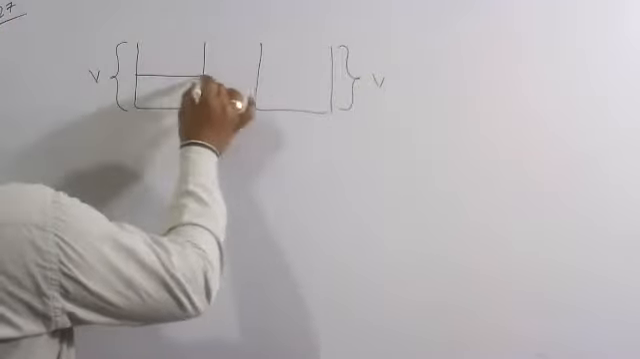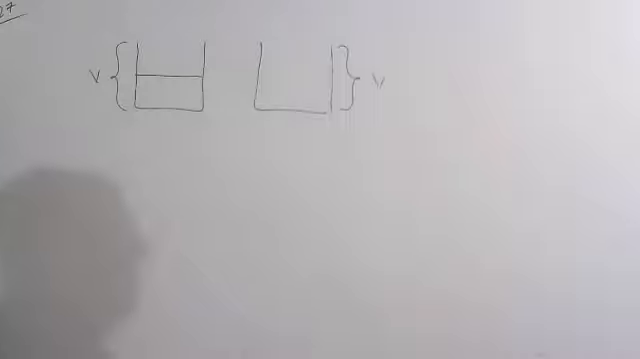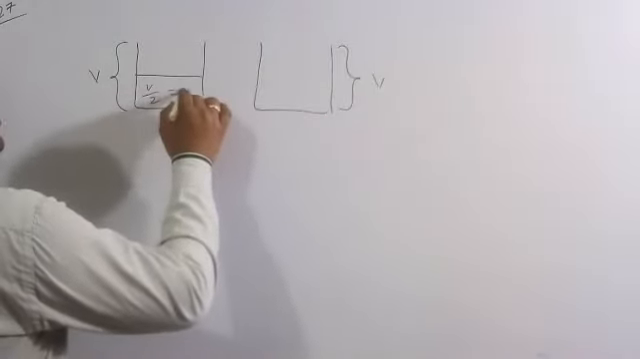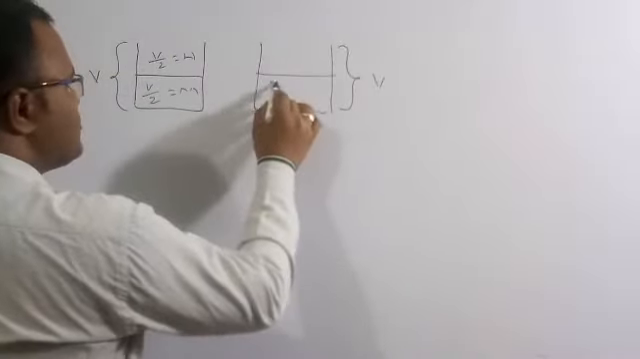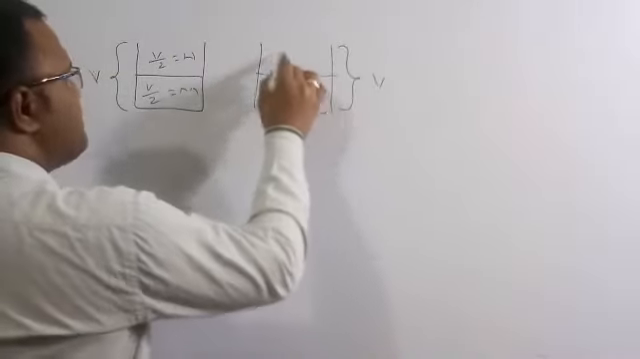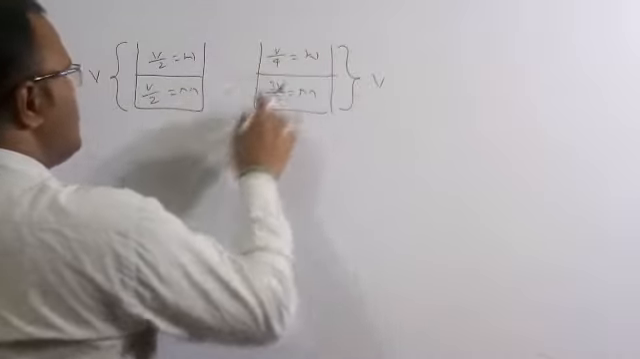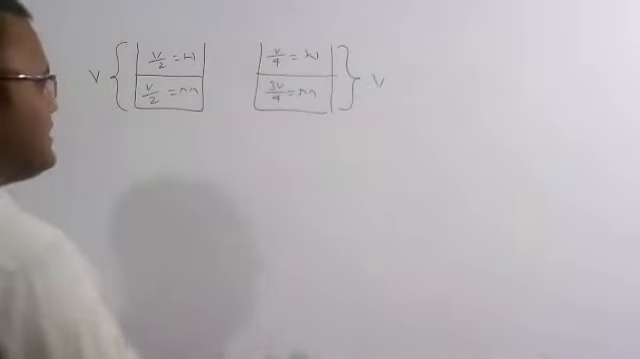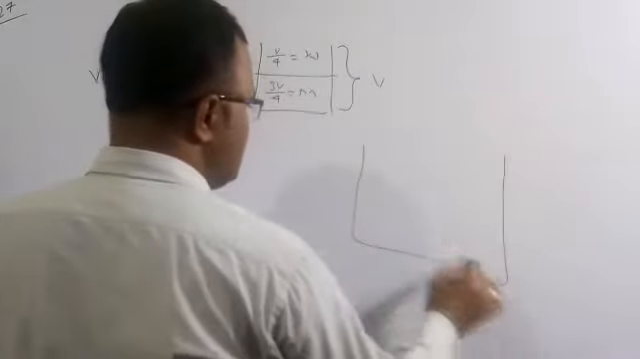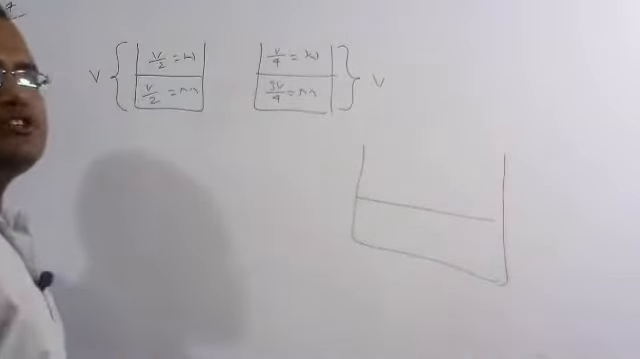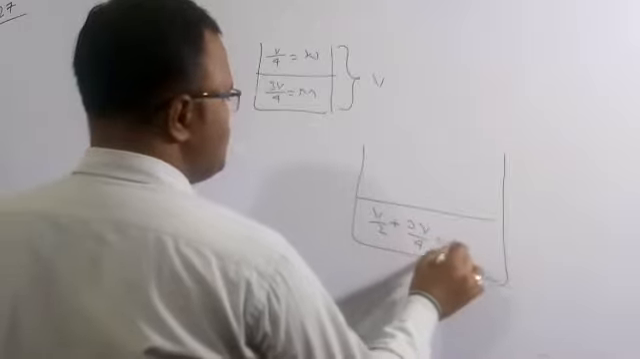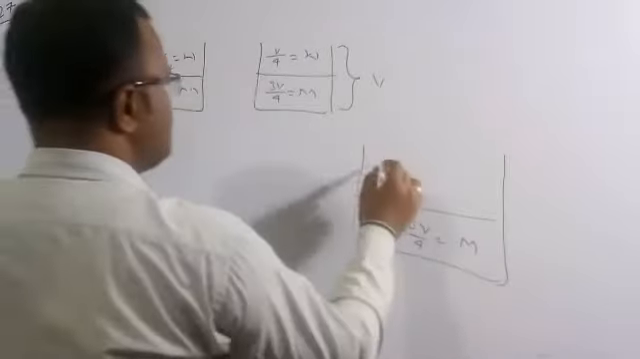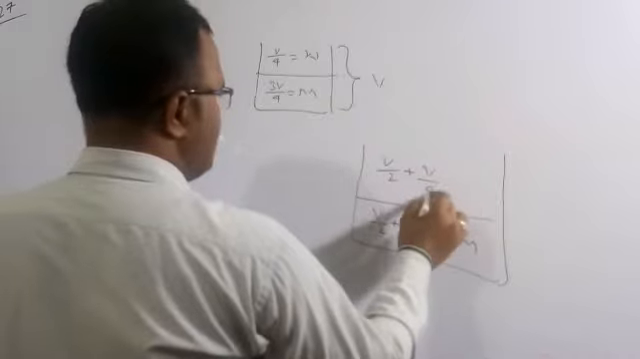Initially half of the glass is filled with milk, meaning V by 2 is milk, so the remaining V by 2 is water. Similarly, in the second case, 3 by 4th is milk, so the remaining V by 4th is water. Now these two are going to be poured into another vessel. In this vessel we need to find the ratio of milk to water. The milk is the combination of V by 2 plus 3V by 4, and similarly V by 2 plus V by 4 is water.